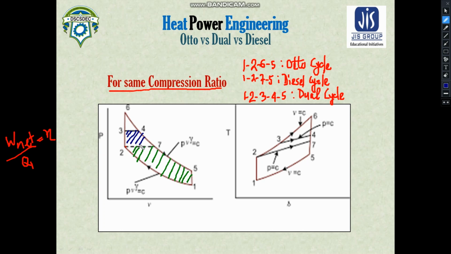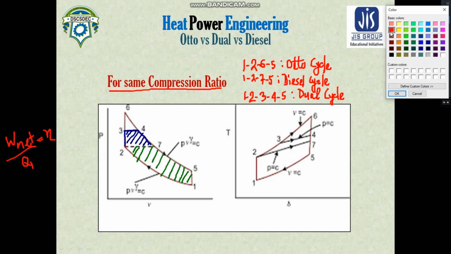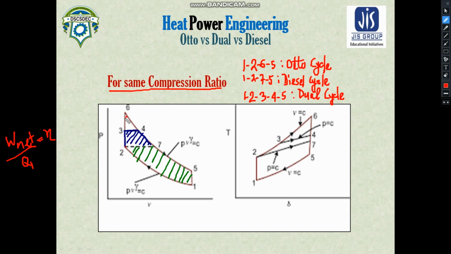With this area, if you add this area over here, then this total area would give you the area for the dual cycle. And again if you go on adding this triangular portion, then you will get the area for the auto cycle. So obviously auto cycle has the maximum area, then the dual cycle, then the diesel cycle. From this aspect, the auto cycle will have the maximum efficiency here.